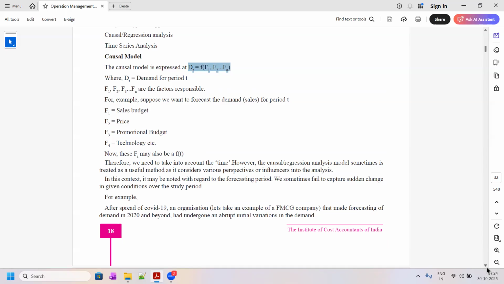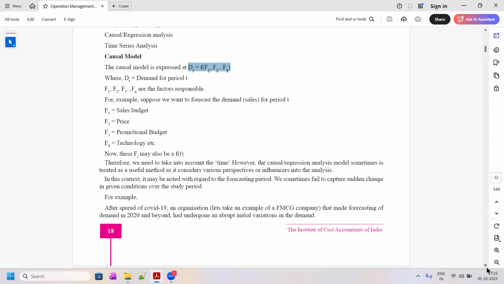So the causal method considers how multiple variables, such as sales budget, price, promotional budget and technology, influence the demand together. For example, a higher price may reduce the demand, while more promotion may increase it. Different parameters have different relations with the demand, and a rise in one parameter can affect the demand in another way. It can be directly proportional, or inversely proportional. Think of it like this: the demand does not change by itself, it changes because of other reasons or causes, and that's why we call this the causal method.